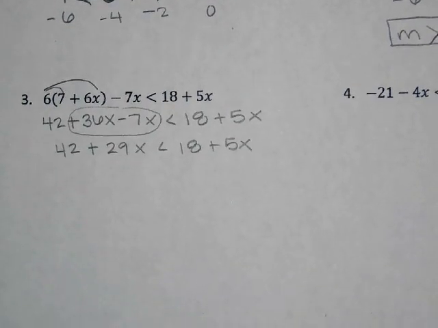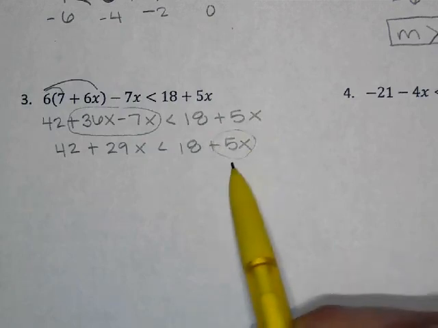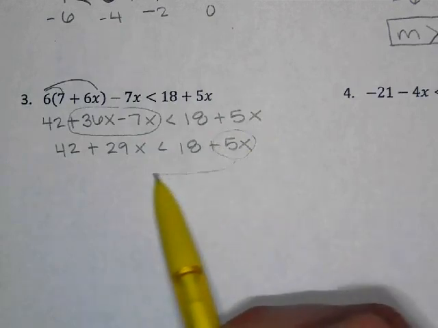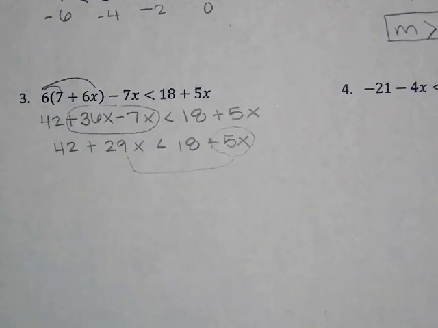You guys want to move the x's to the right or the left? To the left. So we're going to take the 5x and we're going to figure out how to move it over to the 29x. So go ahead and take a moment, figure out how to get the 5x over to the left side. So we'll get the 5x over to the left side. No, you were right the first time.